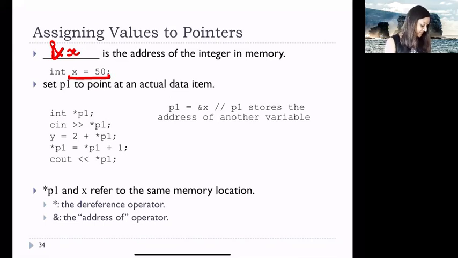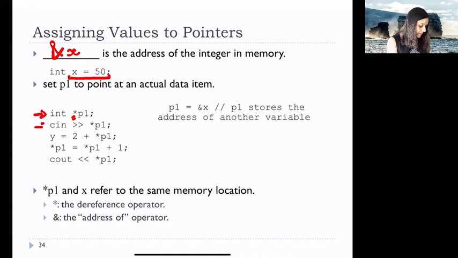So that's ampersand. Set P1 to point at the address of the item. When we use a pointer, we use this asterisk operator. That's how we tell the system that this is a pointer, and it's not just an ordinary variable. So here we are initializing pointer P1.